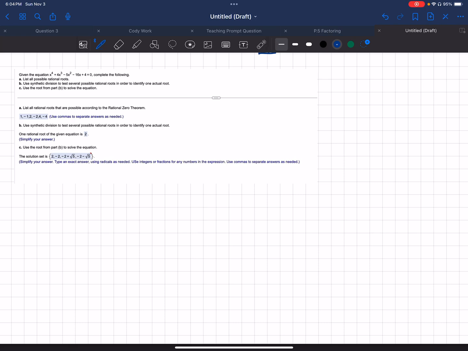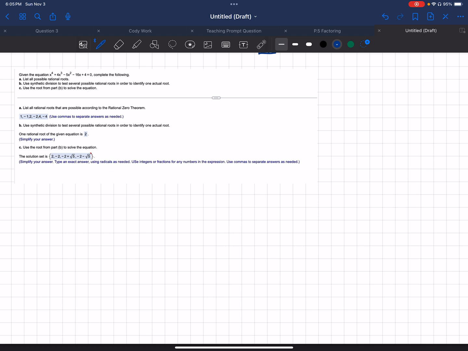Okay, this is section 3.4, and this is question 7, specifically part C. It says, given the equation x to the fourth plus 4x cubed minus 5x squared minus 16x plus 4 equals 0, complete the following. List all possible rational roots. Use synthetic division to test several possible rational roots in order to identify one actual root. And then C says use the root from part B to solve the equation.